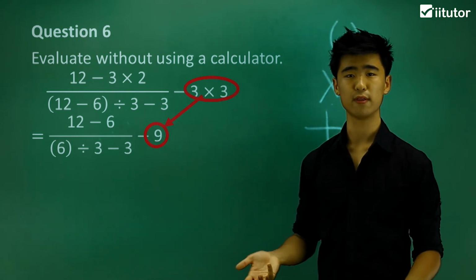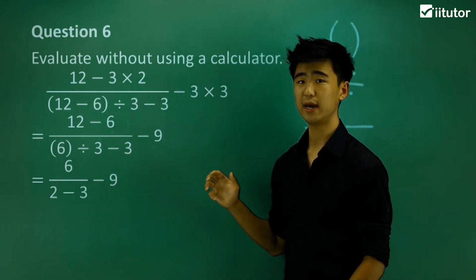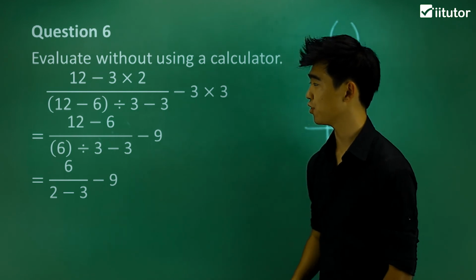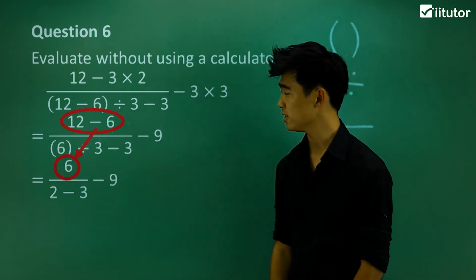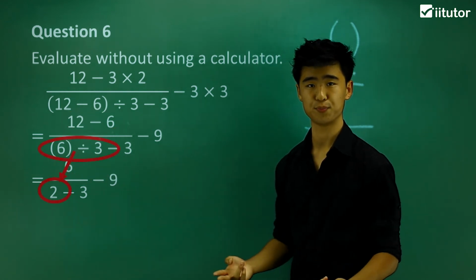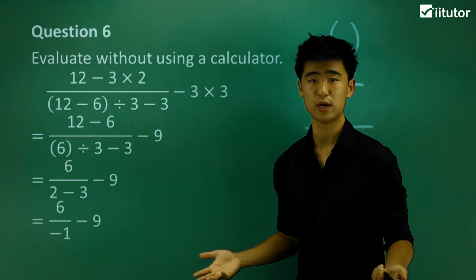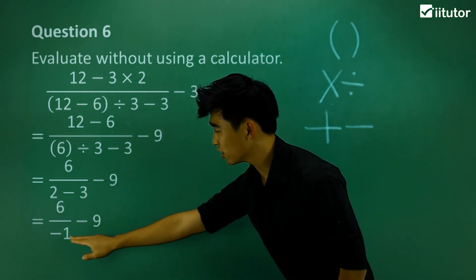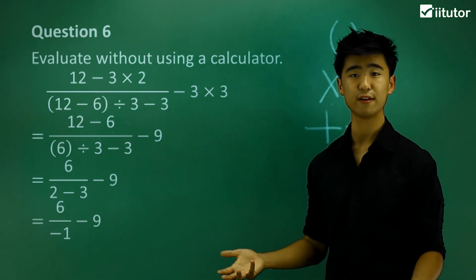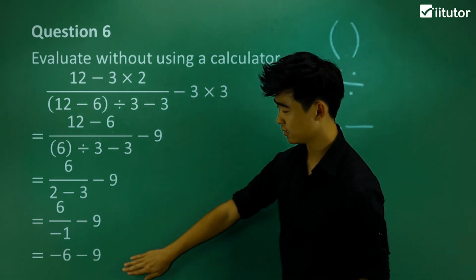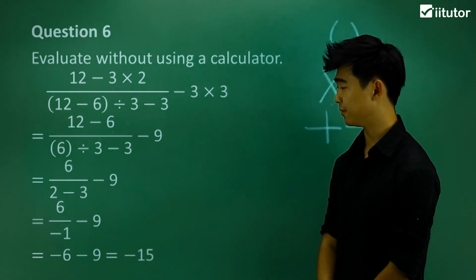Okay, now what should we do after that? Okay, so we have 12 minus 6, and we have 6 divided by 3. So what do they give us? Okay, so 12 minus 6 gives me 6. 6 divided by 3 gives me just simply 2, right? So again, remember in my fraction, these are all brackets. So let's try and work it out. 2 minus 3 will give me a negative 1, okay? Now 6 divided by negative 1, or 6 over negative 1, is simply negative 6 minus 9. So if we go negative 6 minus 9, that should give me negative 15.